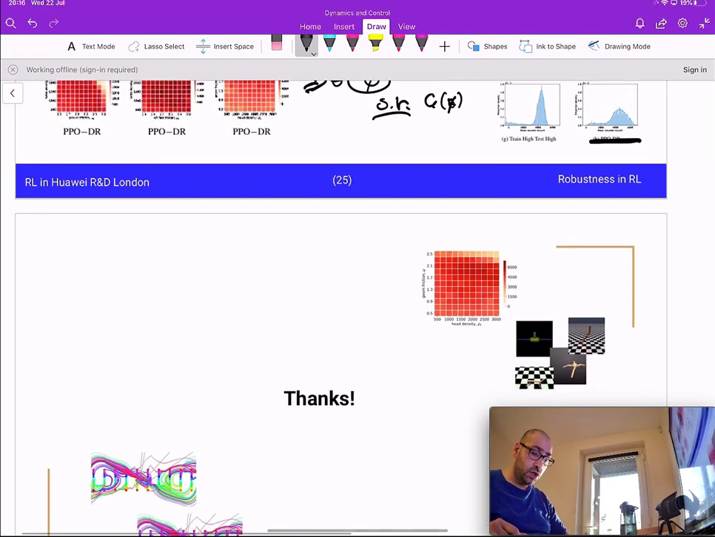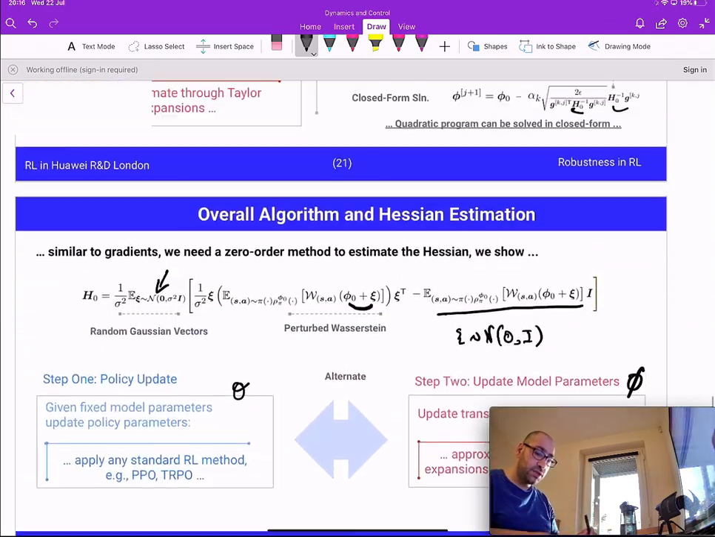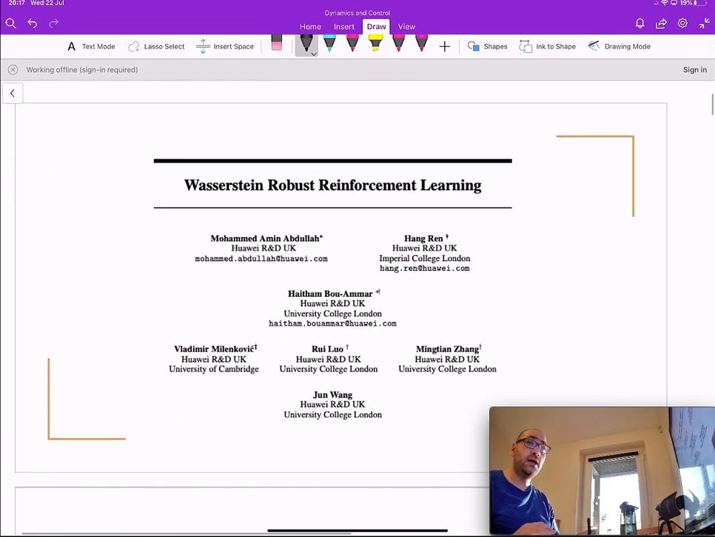All right, so I will end with this, and I'd just like to describe this paper a little bit that we worked on. The paper is called Wasserstein Robust RL, and you can have a read at it. If you're interested, please let me know.